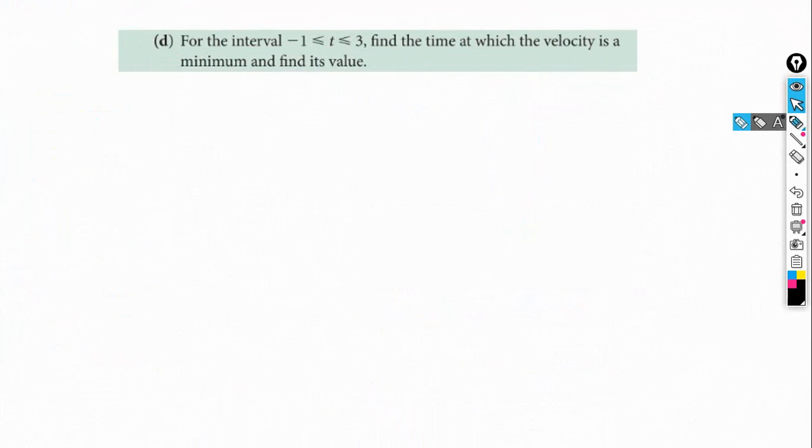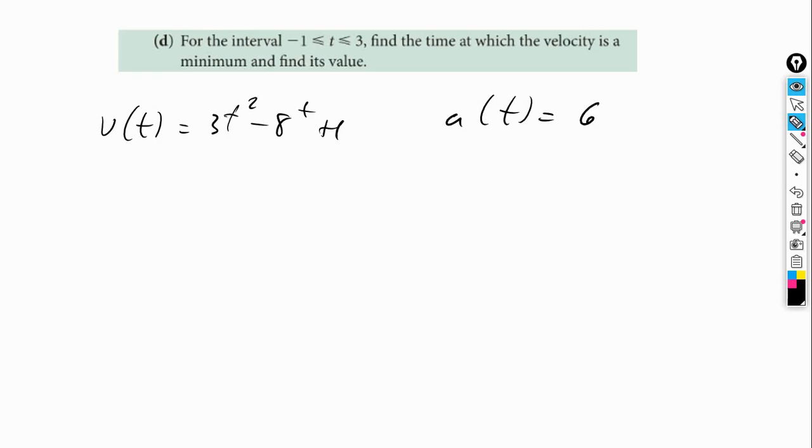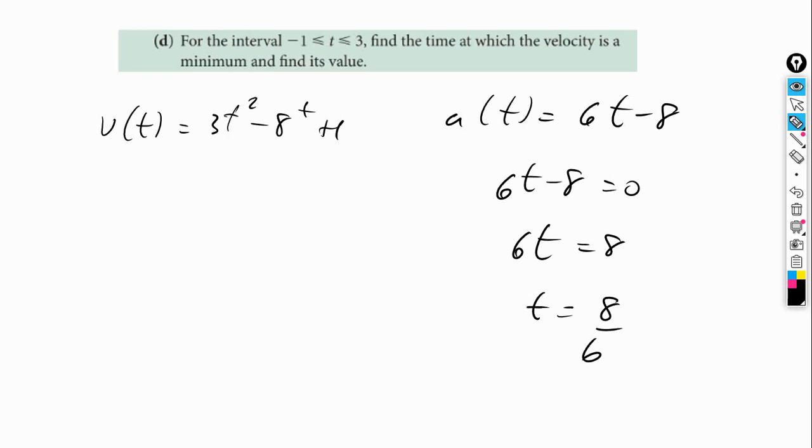Okay, so how do we do this manually? We saw how to do it on the graphing calculator. Now manually, remember that the velocity function in terms of time is 3t squared minus 8t plus 1. And the derivative of this is the acceleration, which is 6t minus 8. So we can find the minimum or the maximum of a function when its derivative equals 0, right? So let's just go 6t minus 8 equals 0, and we solve for t. So 6t is equal to 8, so t is equal to 8 over 6. So t is simply 4/3.